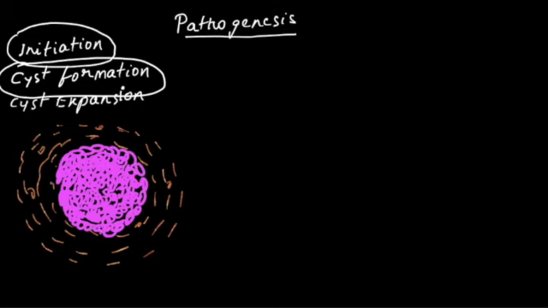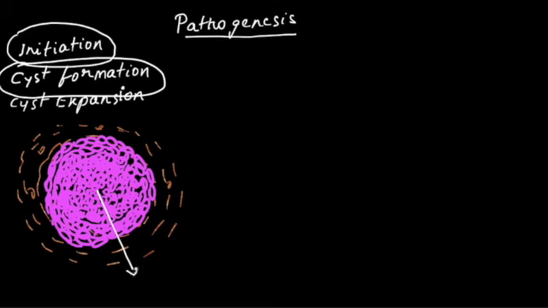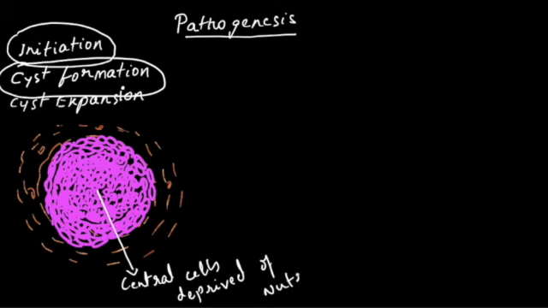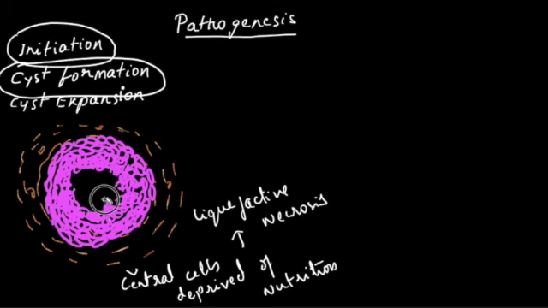As this cell mass is increasing, the central mass of cells, here we are adding a lot of cells, is now deprived of nutrition because the blood vessels cannot supply nutrition to the center. So these cells undergo liquefactive necrosis. So they start degenerating here.